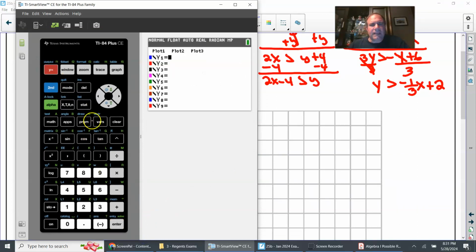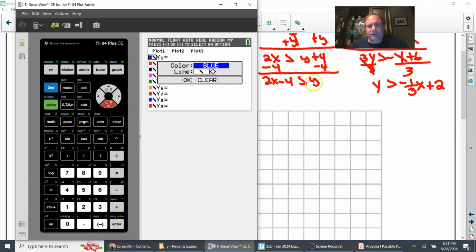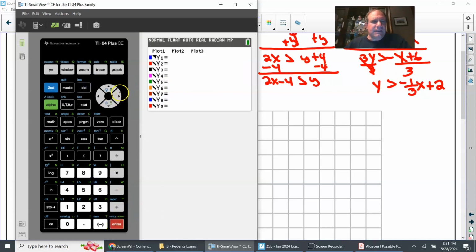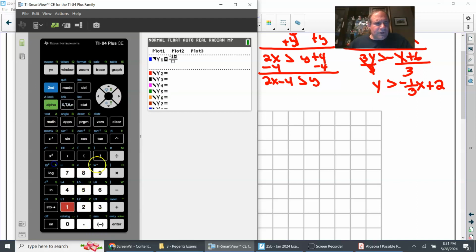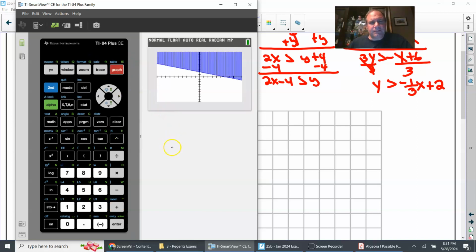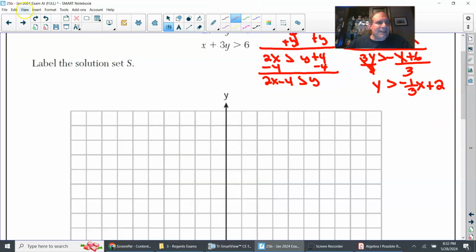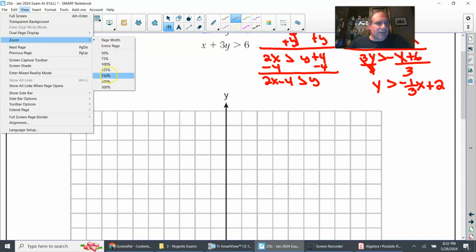Press y equals, and then go to the left. You press enter, and then you're going to go down. The first one we're going to graph is y is greater than. Greater than is the arrow pointing up. You go to OK, and you press enter. Then you go to the y equals, press alpha, x, negative 1 over 3 x plus 2, and you press graph. You notice that the line is going down from left to right. It's a negative slope, and you're shading up because it's greater than. I'm going to do this by hand anyway, but that's how you do it on the calculator.